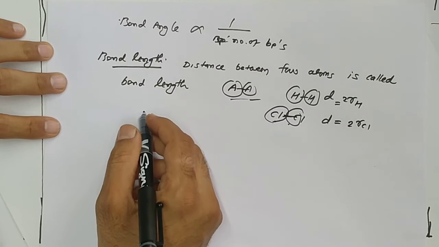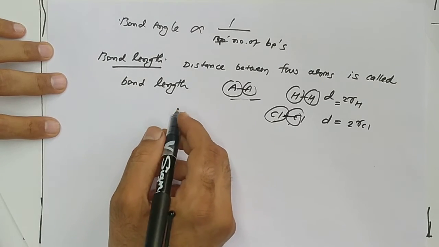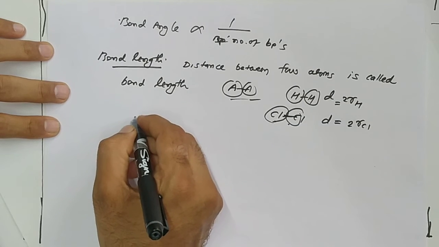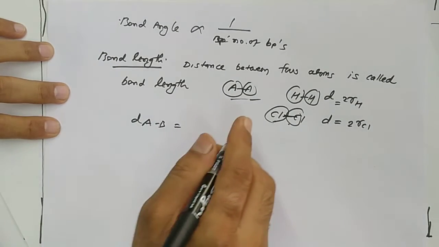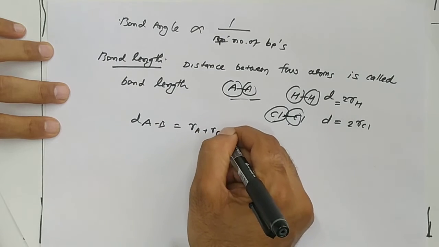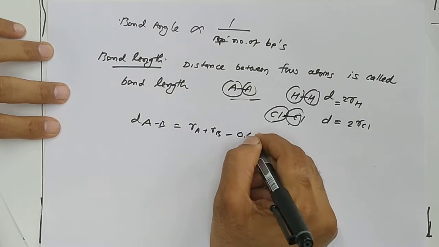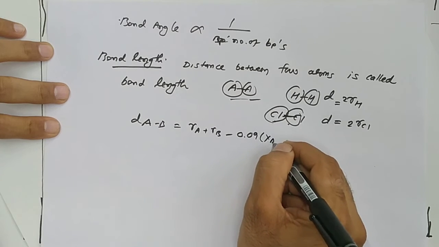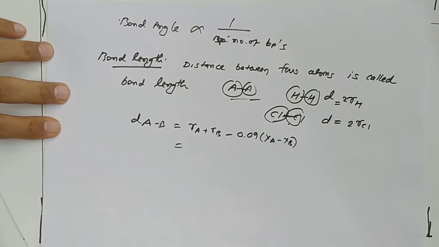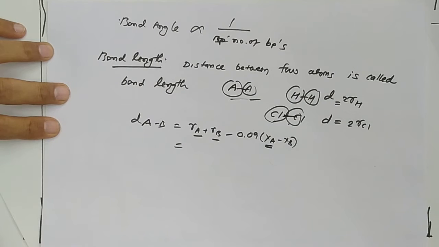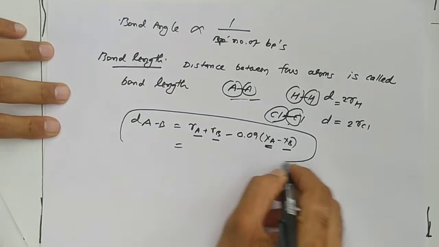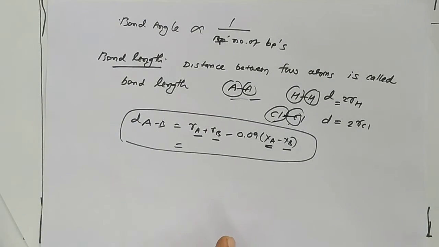But whenever electronegativities of two atoms are different, in this case A and B are different atoms, bond length will be radius of atom A plus radius of atom B minus 0.09 times (XA minus XB), the electronegativity of element A and electronegativity of element B. By using this formula we can define bond length whenever both atoms are different in the molecule.